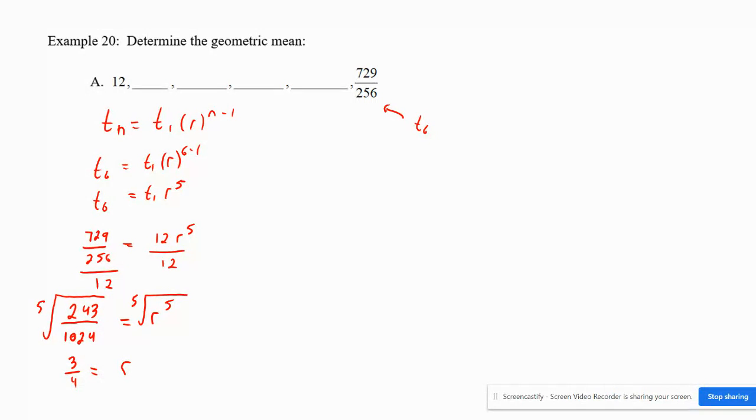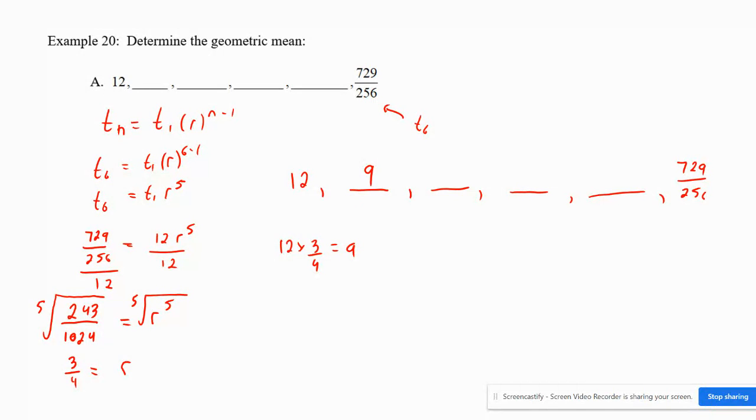So we know that 3/4 equals r. Okay, so now what the geometric mean means is I just need to figure out what those 4 blanks are going to be. So here's how I'm going to do this one. I'm going to go 12 times 3/4, and I get 9. That means this term over here is 9.